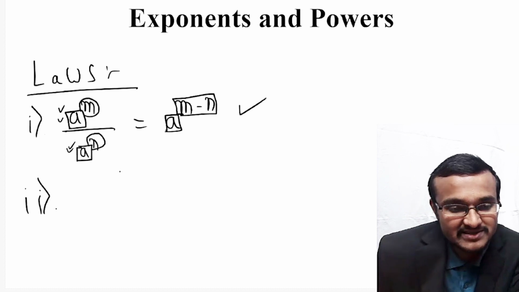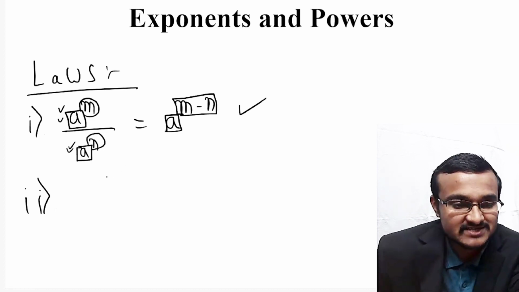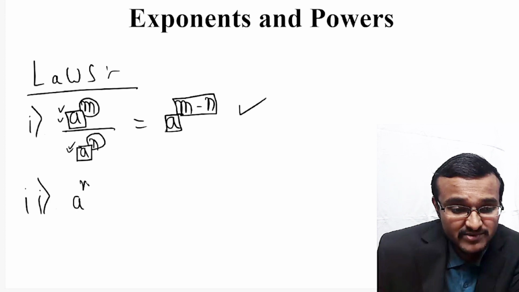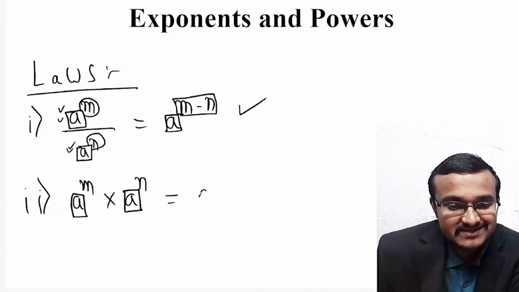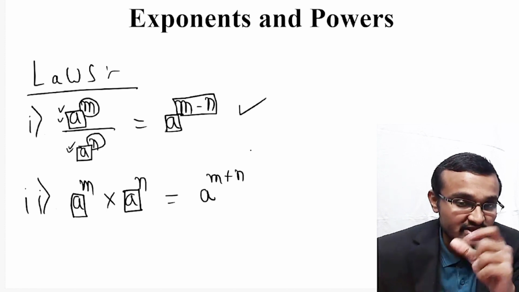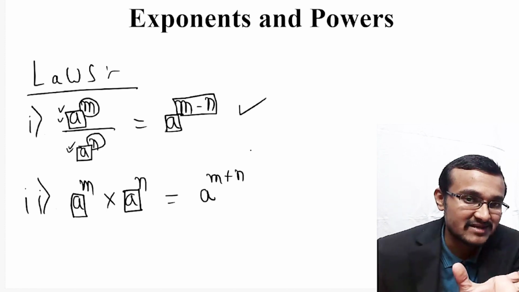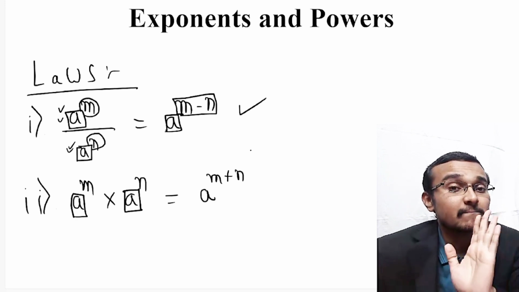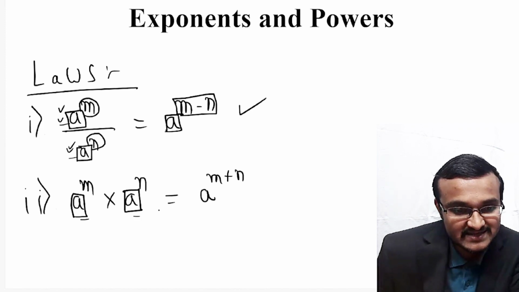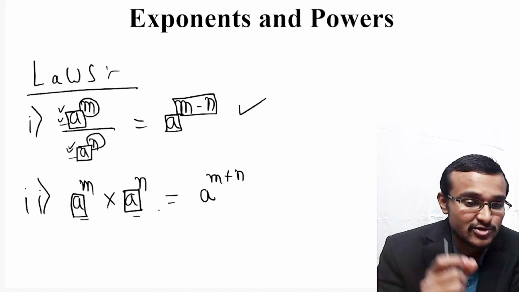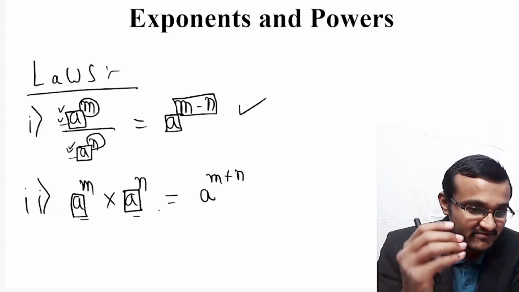Coming to the second law in this exponents and powers chapter, here a power m into a power n. Again you can see the base is the same. Here also a is there, here also a is there. At this time you can write the base as common, and in the power you can add the terms. Whenever it is division you should subtract the powers. Whenever it is multiplication you should add the powers, only when the base of those two numbers is the same. Only when the base is the same can you add or subtract the powers for multiplication or division.